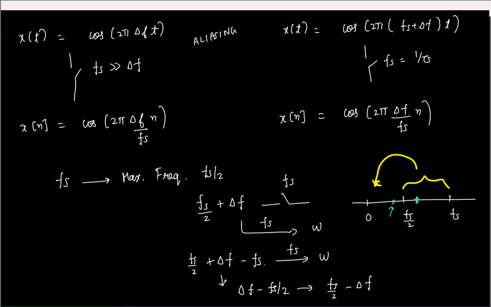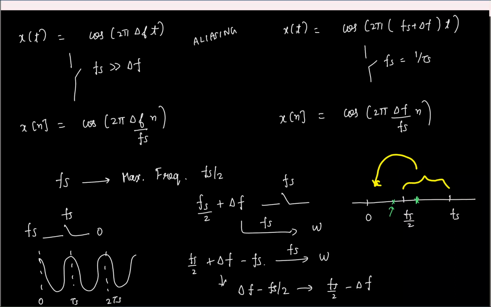If you have a tone at fs, when you sample it at fs, what is the frequency to which it will alias? If you have a sinusoid at fs and you sample it at the same rate fs, what is the frequency it will alias back to? 0, right? You can see from here that fs will fall to 0. The other thing is, you can see it in the time domain. This is a sinusoid at fs. You sample it at fs, you will get a constant DC signal. Right?